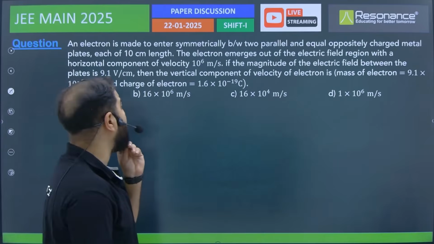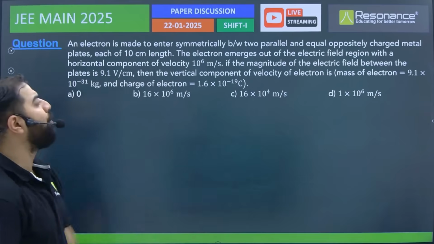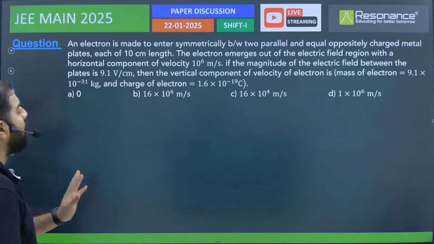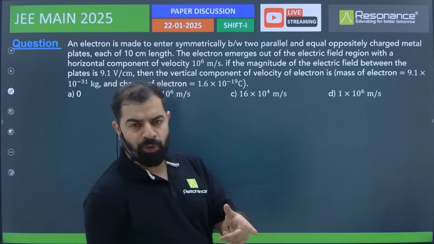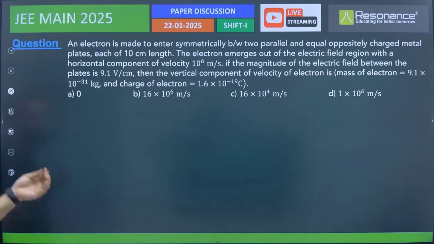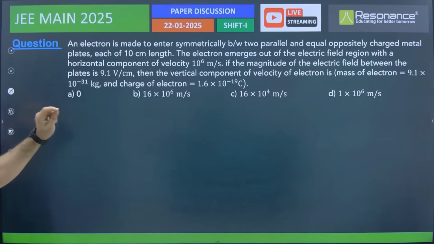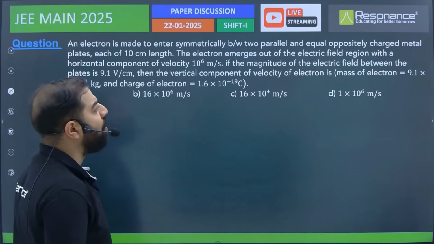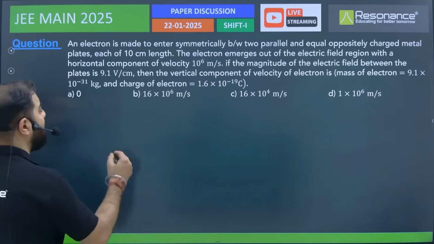An electron is made to enter symmetrically between two parallel and equal oppositely charged metal plates. So it's one of the questions of electrostatics. It's again there in our sheets. It's one of the most traditional questions which we discuss every time in the class. An electron is made to enter symmetrically between two parallel and equal oppositely charged metal plates, each of 10 centimeter length.